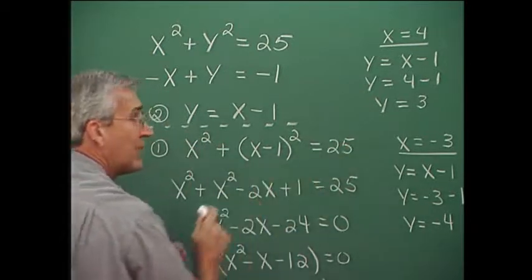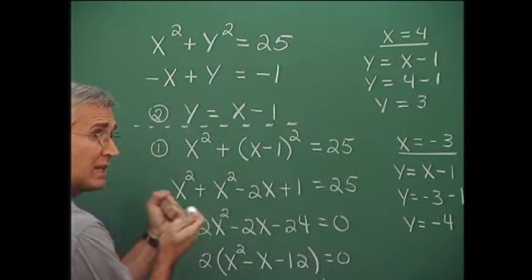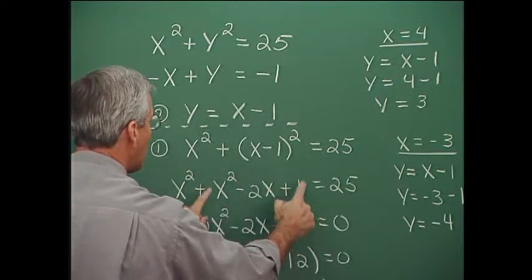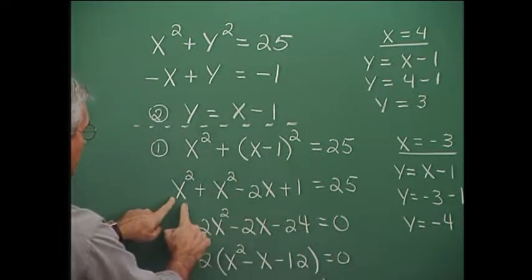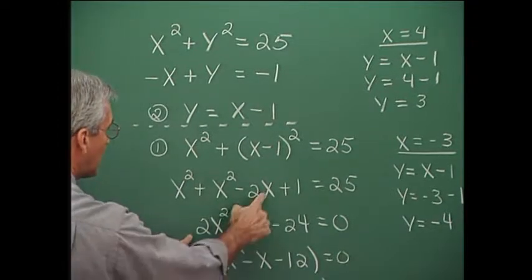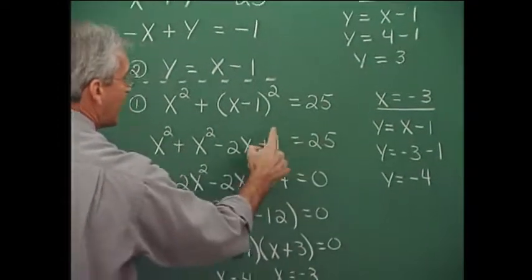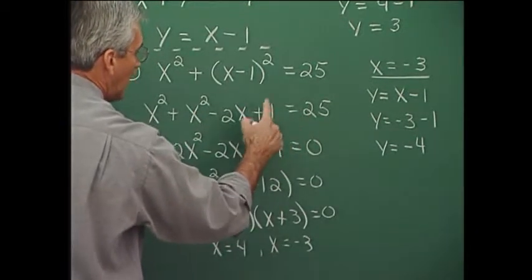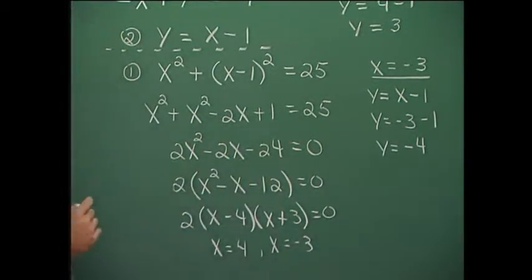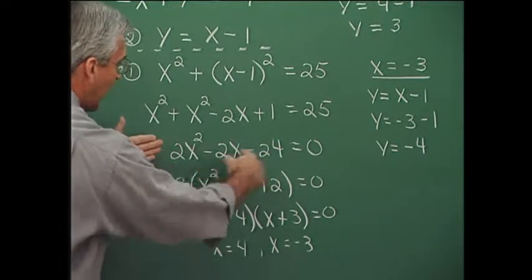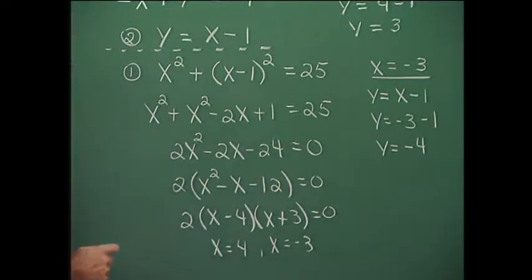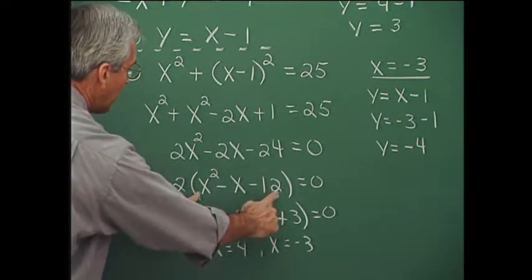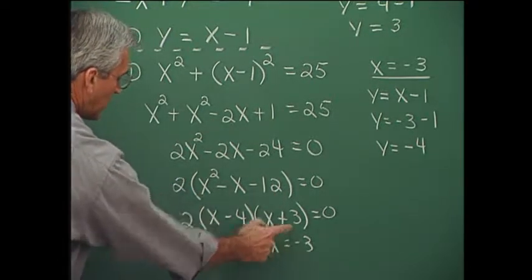Now expand a bit here. You see we're trying to solve this now for x. So squaring the binomial, we get this. Collecting the x squared and x squared, that's 2x squared, bring this down. The 25 comes to the left side by subtracting 25 on both sides. 1 minus 25 is minus 24. Then solving this, since we have a quadratic equation, we are solving by factoring. Snag out a common factor of 2, and then factor this, we get (x minus 4) times (x plus 3).